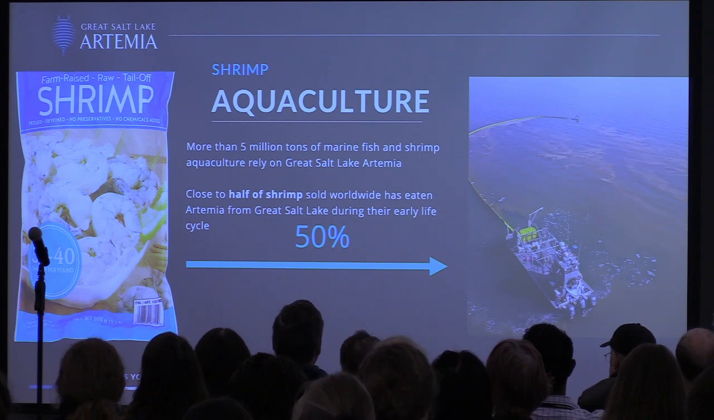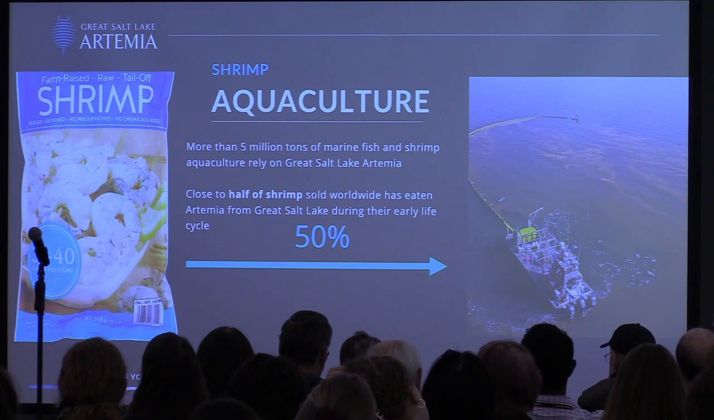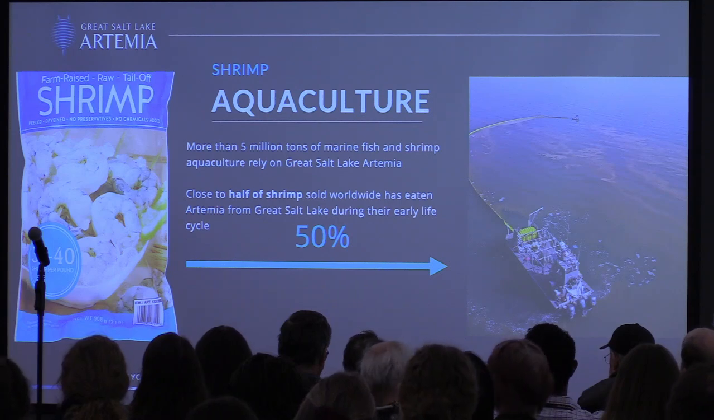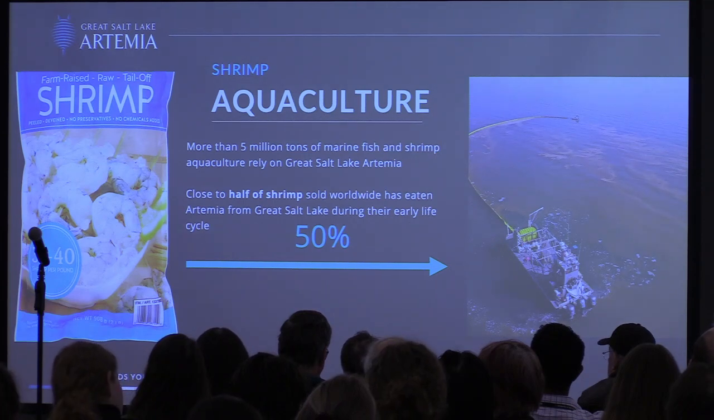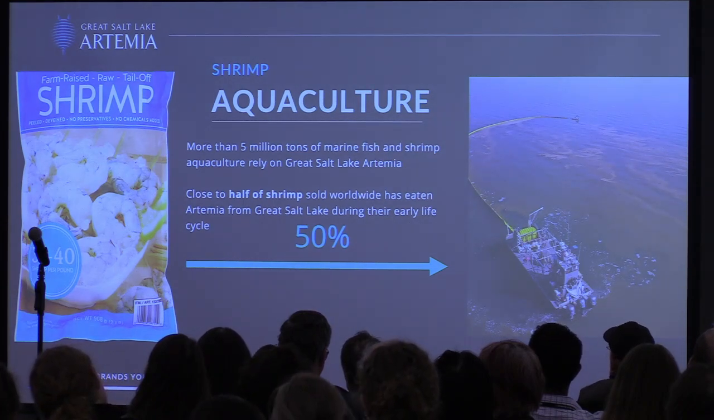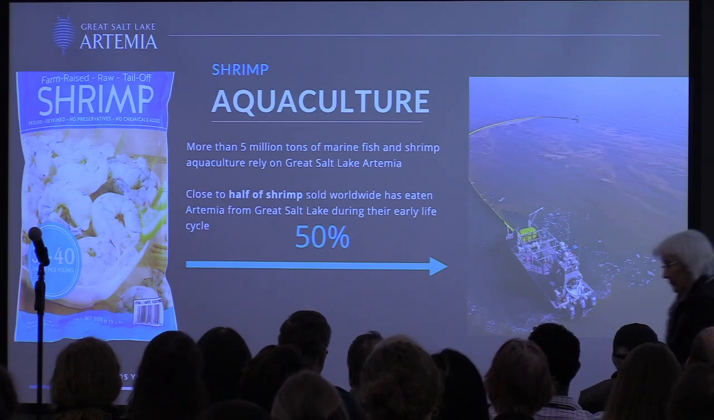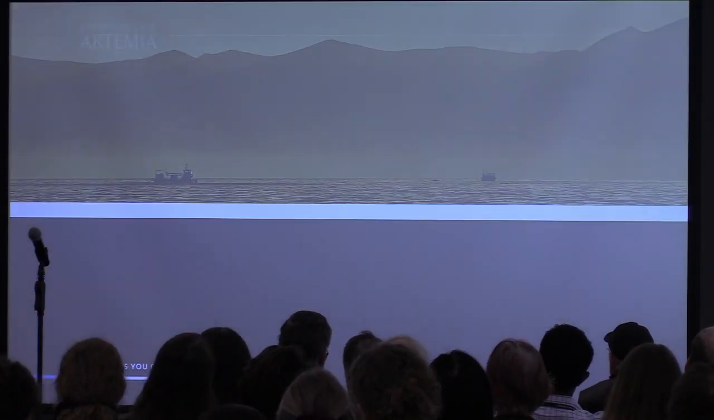What does that really mean for you? Because with shrimp, for example, it's actually nearly 100% of the shrimp that rely on Artemia to be produced. Well, if you go to a restaurant and you order shrimp, or if you buy shrimp in a supermarket, you have to think of it this way: there's about a 50% probability that that shrimp has eaten brine shrimp from your own Great Salt Lake in its very early life cycle. So it's actually really quite significant, the importance of our Great Salt Lake when it comes to worldwide aquaculture.